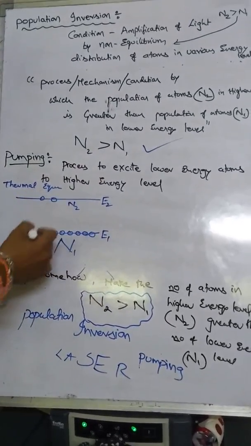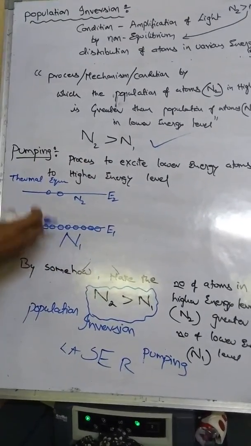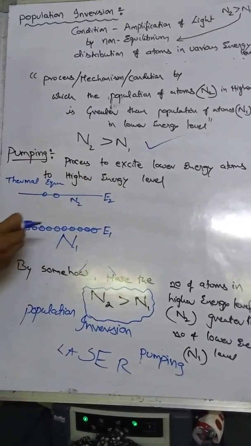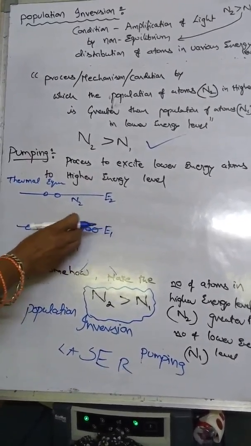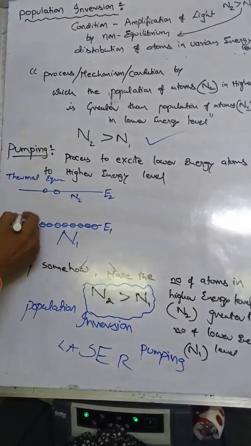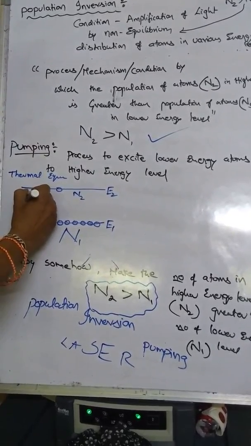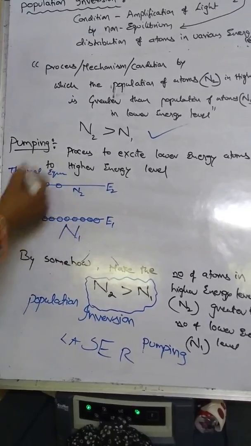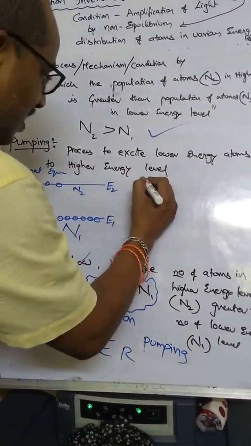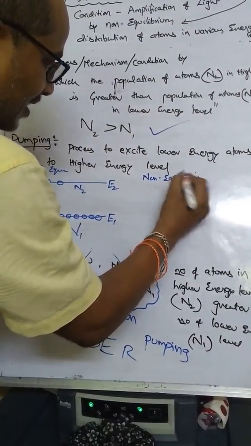So now I will try to pump the lower level atoms. So how can this pumping be done? By supplying some external energy. When I supply some external energy to the ground level atoms, all these atoms will be excited to higher energy level atoms. So I'm making the atoms jump to the higher energy level. This is what I'll write as a non-equilibrium condition.